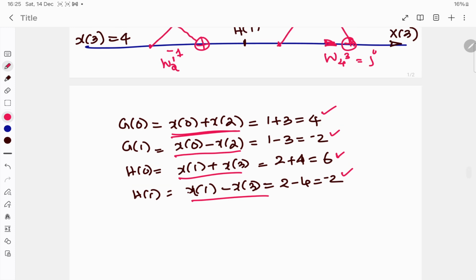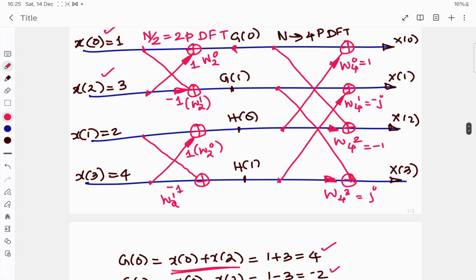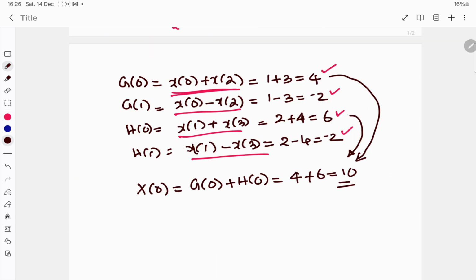Now in this next stage, we have to calculate the values of x of 0. x of 0 is obtained by adding G of 0 and H of 0. The coefficient is 1. So it's nothing but simple addition. So x of 0 is obtained by adding G of 0 plus H of 0. This G of 0 and H of 0 have already we calculated. So G of 0 is 4 and H of 0 is 6. By adding this, we'll get the x of 0 value.